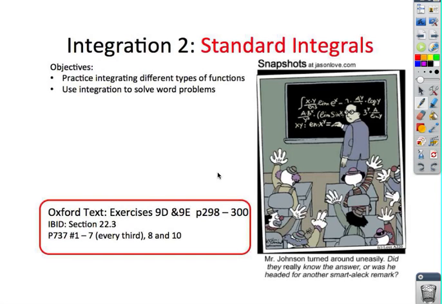This is the second integration lesson, integration 2, which will look at some standard integrals. In this lesson, you'll practice integrating different types of functions, and you'll use integration to solve some word problems. If you remember back to the integration 1 lesson, you learned some basic integration techniques and patterns. You learned the power rule with integration. You learned the constant rule, the constant multiple rule, and the rule for sum and difference. Today we're going to learn some other rules.